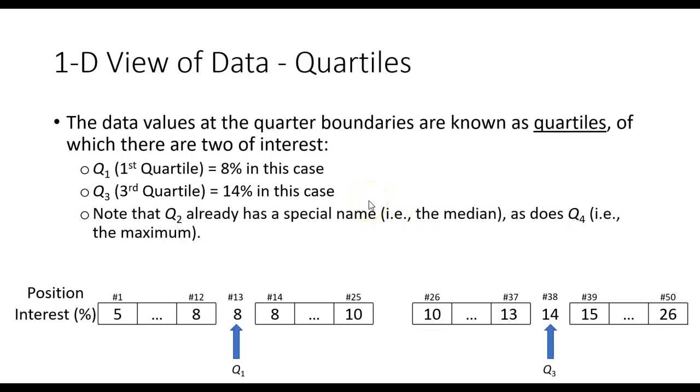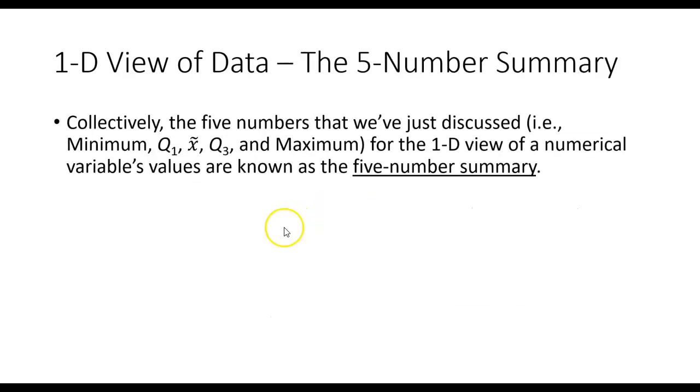Notice that the second quartile, or Q2, already has a special name. We call that the median. And of course, the fourth quartile, or Q4, is the maximum. Collectively, the five numbers that we've just discussed, that is the minimum, Q1, the median, Q3, and the maximum for the one-dimensional view of a numerical variable's values are known as the five-number summary.